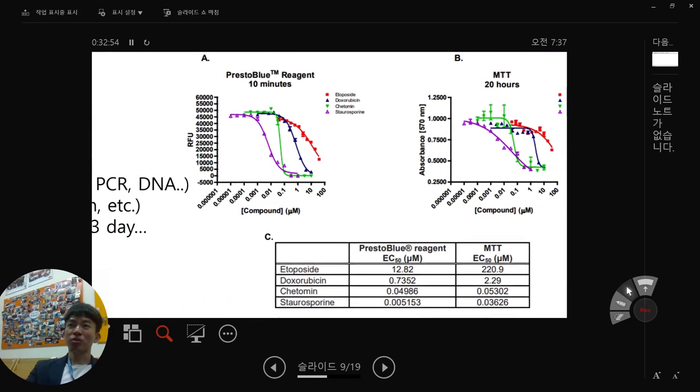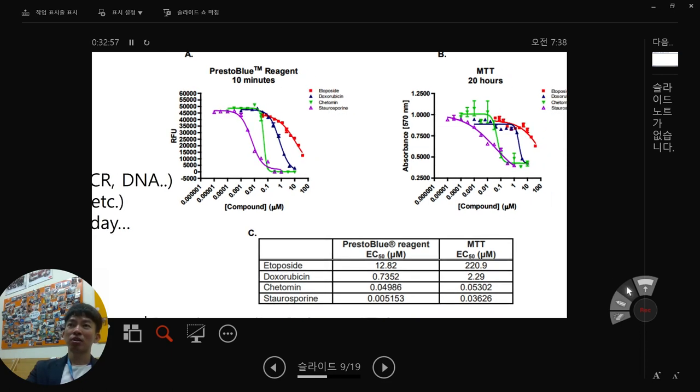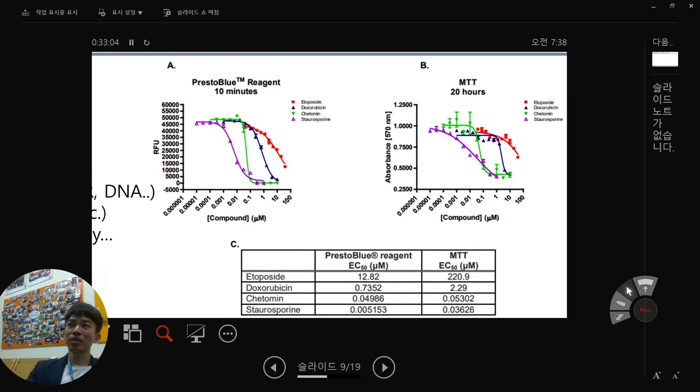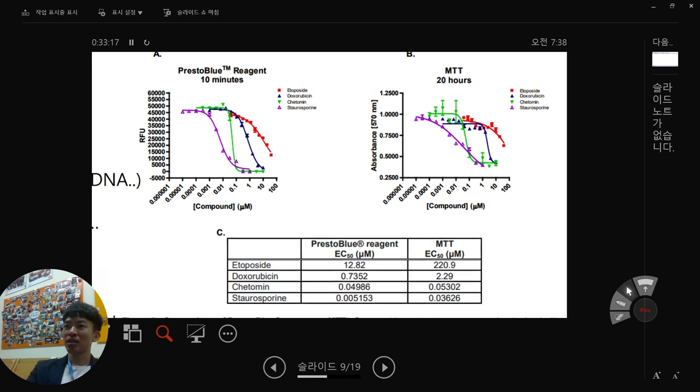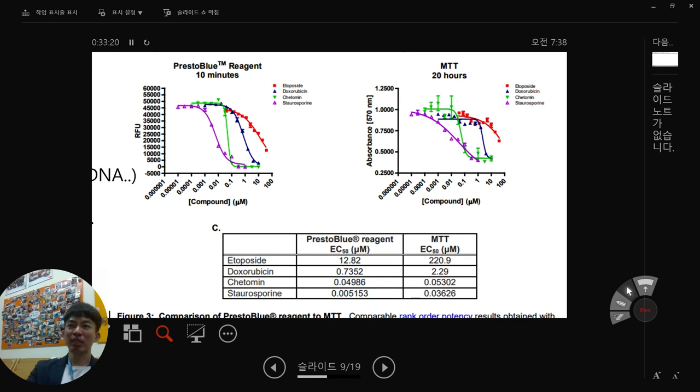Okay, let's look at this one. Within 10 minutes, this Presto Blue can develop this kind of value. But MTT, after 20 hours, you can check this one. And Presto Blue can be detected by color or fluorescence, both of them. And depending on your dye, the EC50, the effective concentration to kill the bacteria from this chemical, can differ more than 10 times. So that is why you have to choose the right dye for assessing your material viability, your chemical viability, EC50.